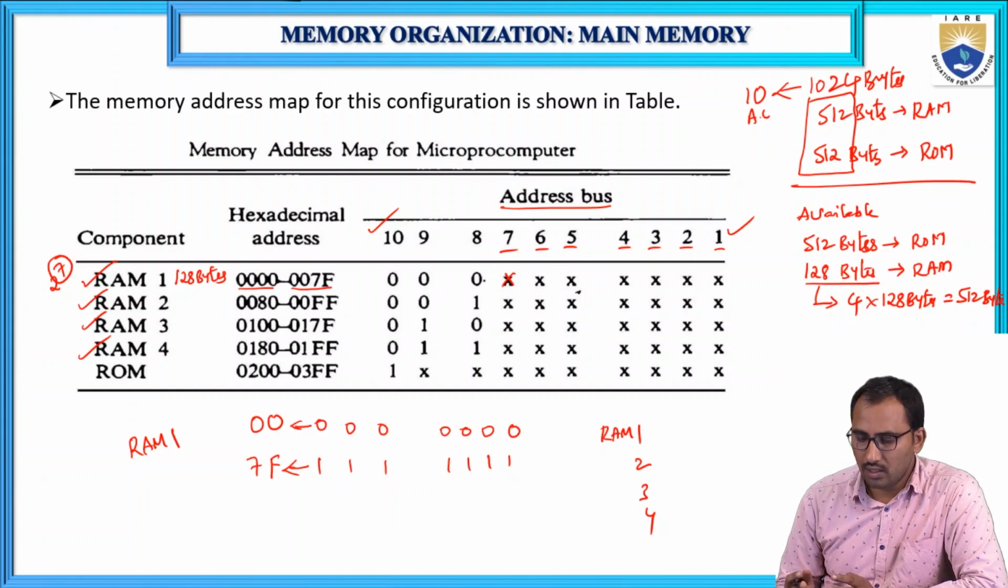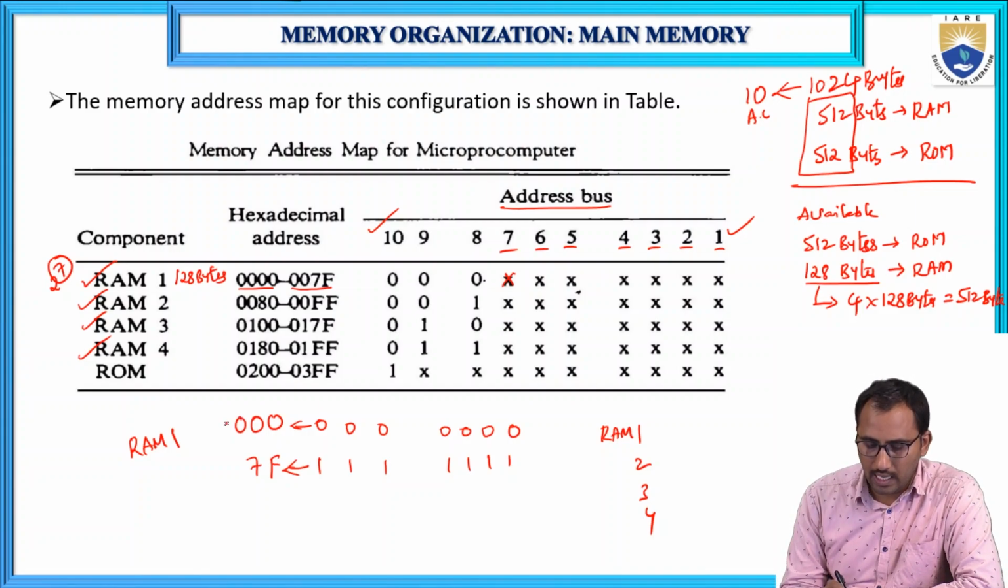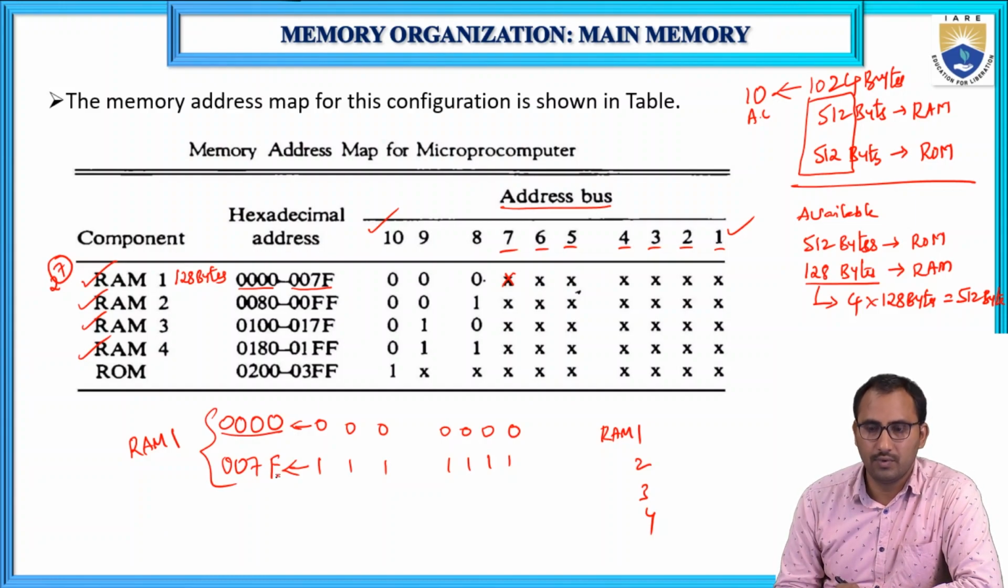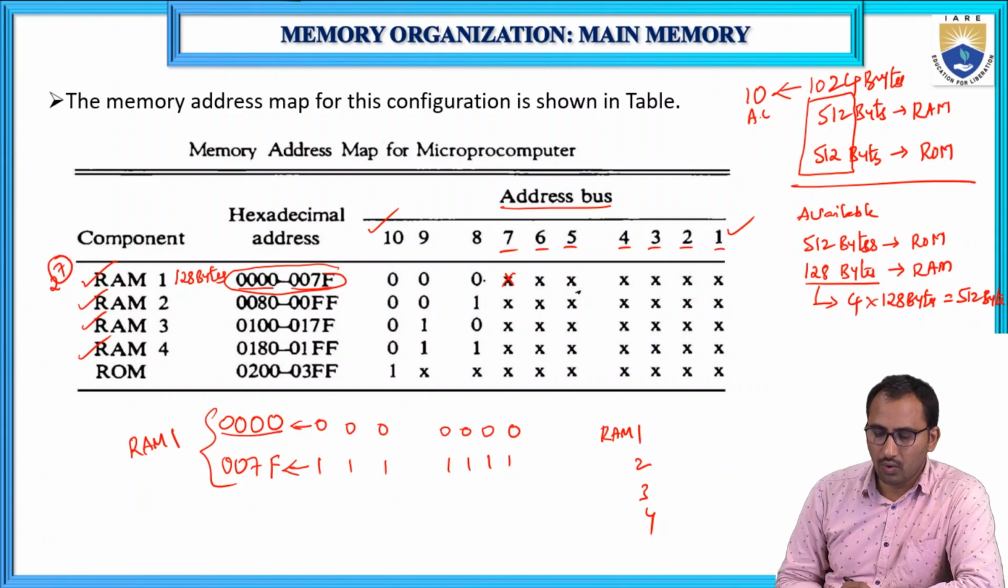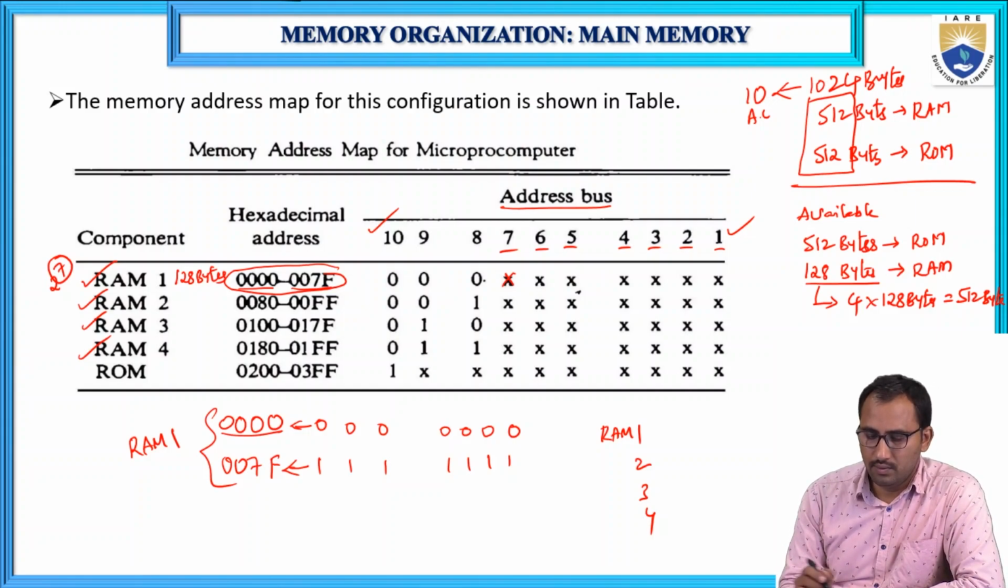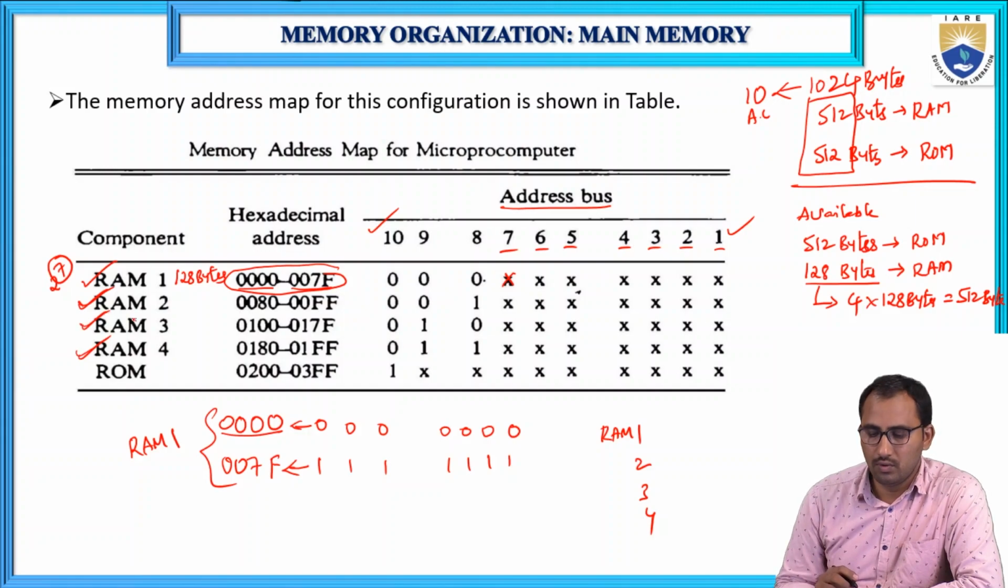This is for 10 address lines. Suppose if you consider 16 address lines, then you can add zeros here. So the starting address is all zeros and the ending address is 007F. In this way, we can find out the hexadecimal address. Next, similarly, RAM 2, RAM 3, RAM 4.